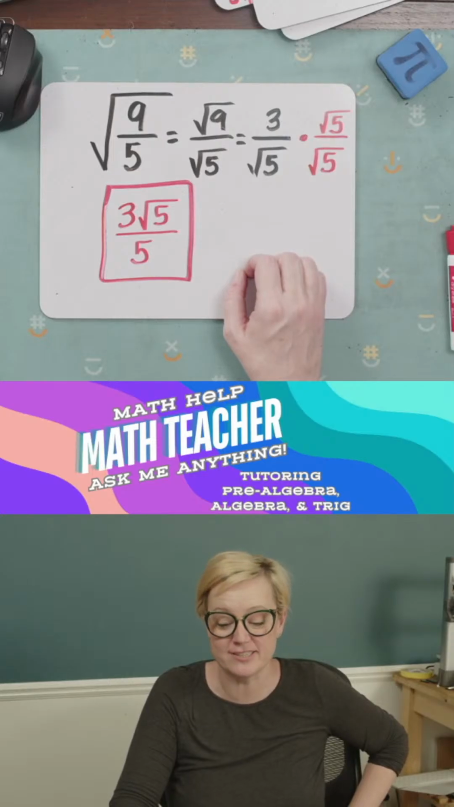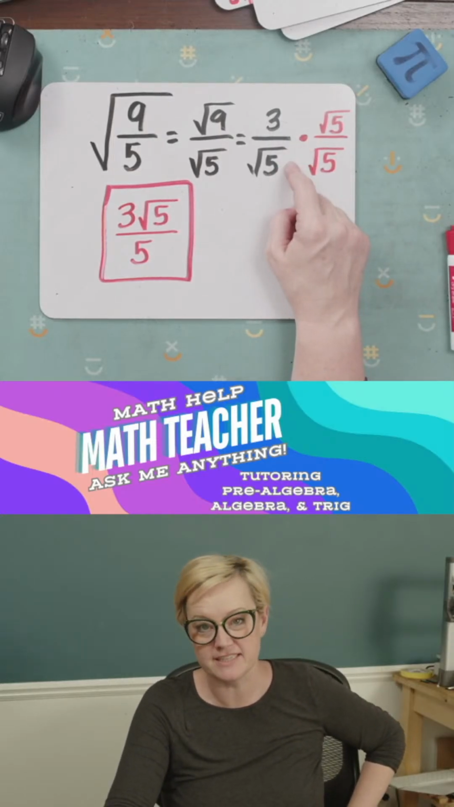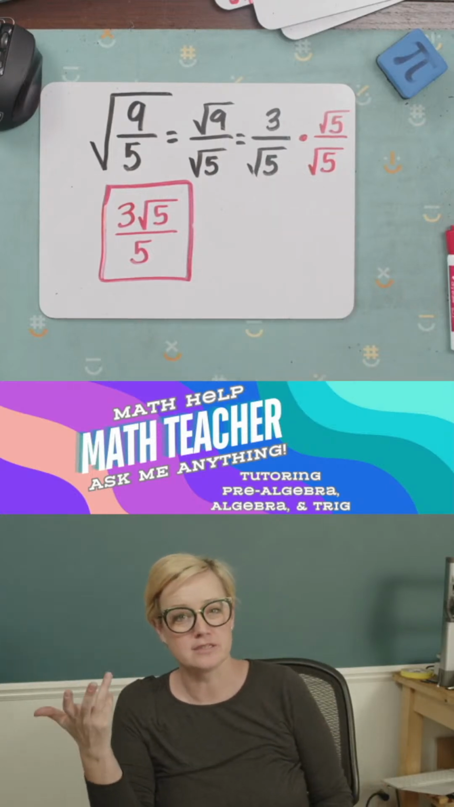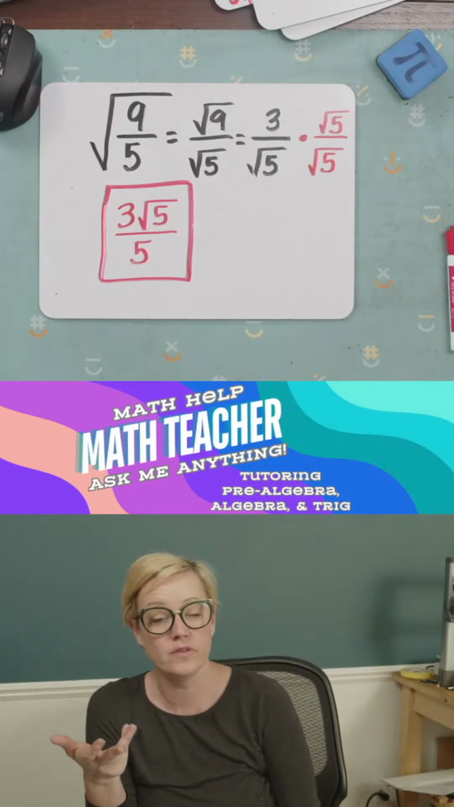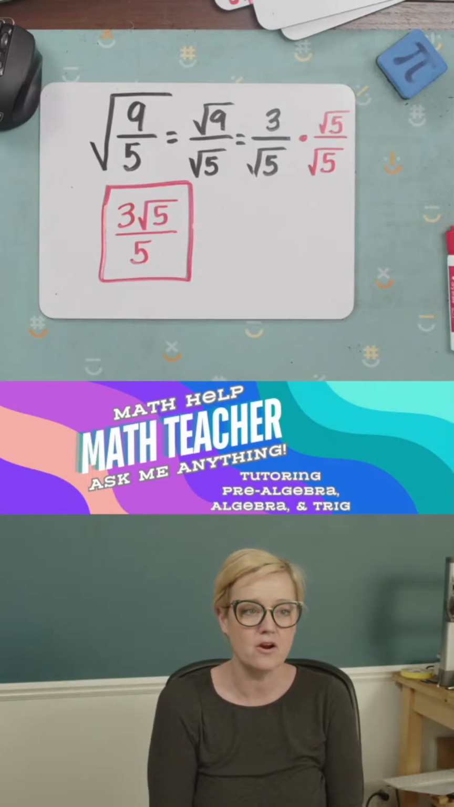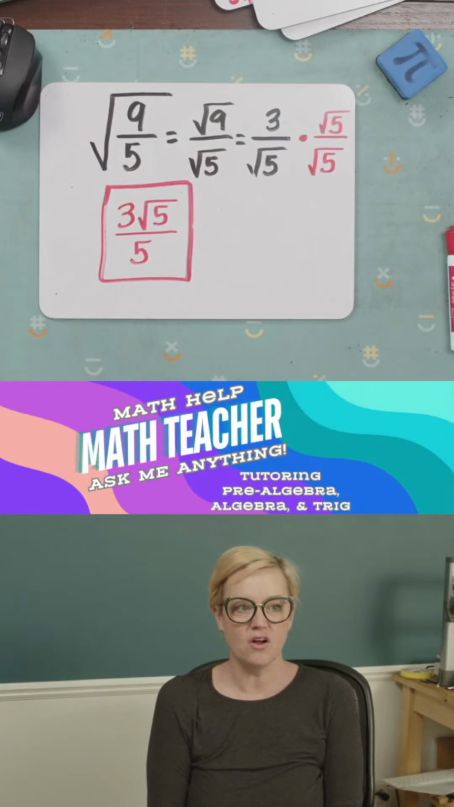And now I just tell my students to do it because they're not going to see 3 over root 5 as an answer choice. They're going to see 3 root 5 over 5. So understanding that that's where it's coming from, that's the only real reason why I tell my students about rationalizing the denominator, because you can still do it on your calculator that you have right now.